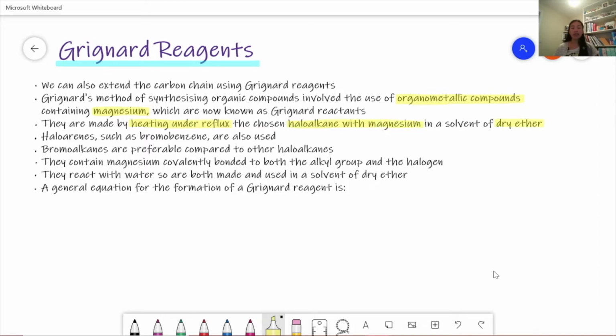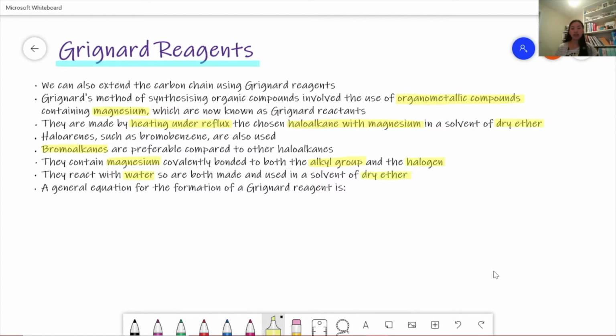And haloarenes such as bromobenzene can also be used. Bromoalkanes are preferable compared to other haloalkanes. And these Grignard reagents contain magnesium, which is covalently bonded to both the alkyl group and the halogen. And they also react with water, so they're both made and used in a solvent of dry ether.